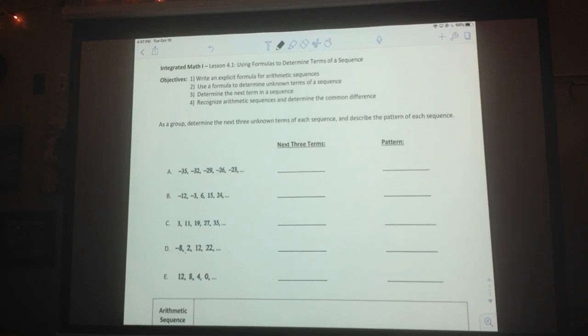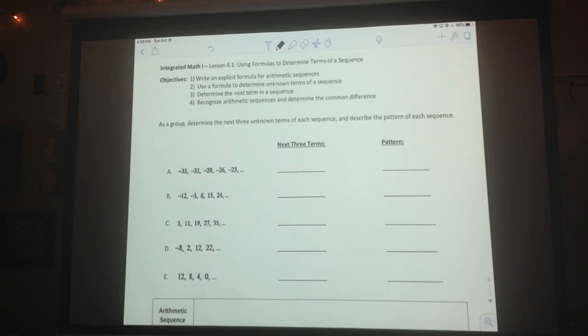So here we go. Looking at the first, we are going to be using formulas to determine terms of a sequence. We want to write an explicit formula for arithmetic sequences. We're going to use that formula to determine unknown terms of a sequence. We're going to determine the next term in a sequence. And we're going to be able to recognize arithmetic sequences and determine the common difference. So here we go. We're going to kind of warm up and build up to it.